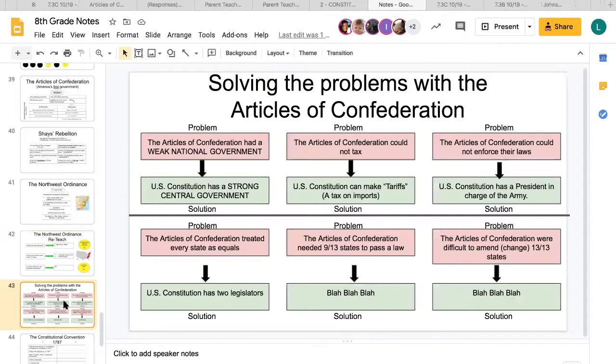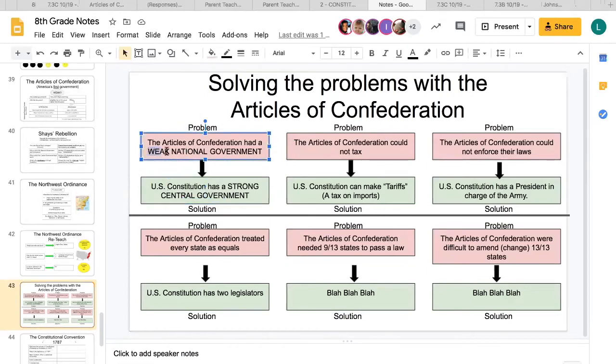Solving the problems with the Articles of Confederation. So this is what pre-AP got through, and if you weren't in pre-AP, we didn't get through all of this, so I'm going to go over it again. The problems are in red, the solutions are in green.